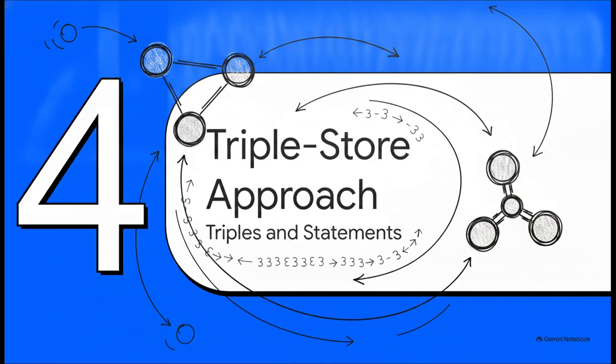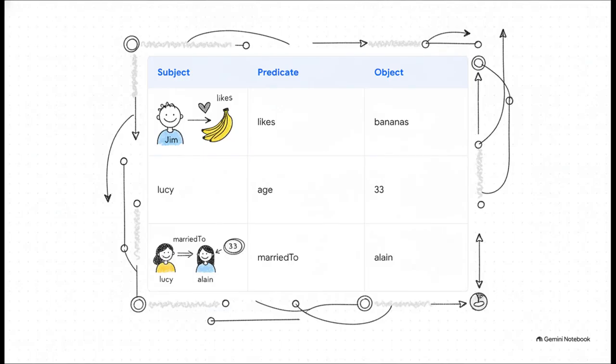Triples and statements. This second major model achieves the exact same connectivity goals but uses a slightly different vocabulary. What's super fascinating about a triple store is how it breaks literally every piece of complex information down into a simple three-part statement: subject, predicate, and object. It reads exactly like a basic English sentence. Jim likes bananas. Lucy is married to Elaine.